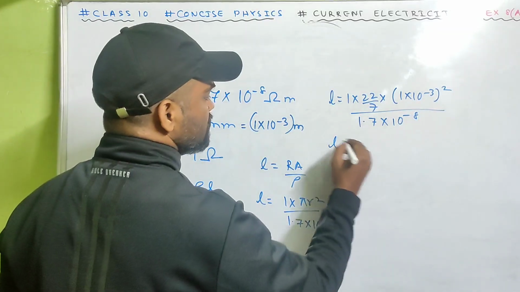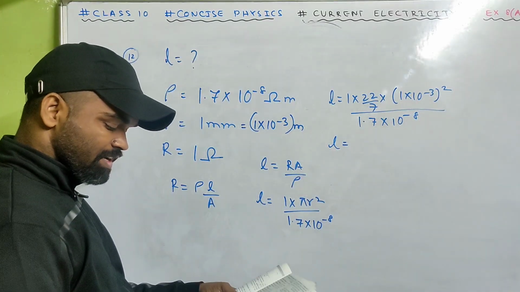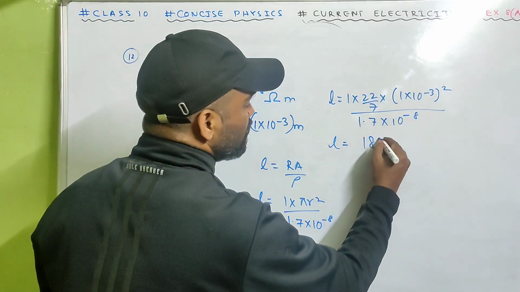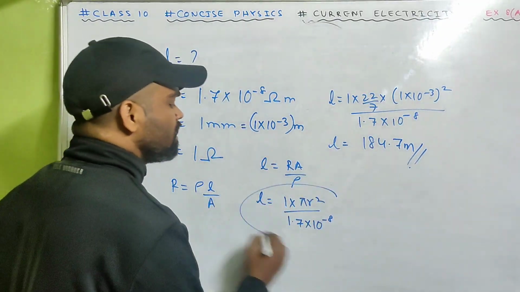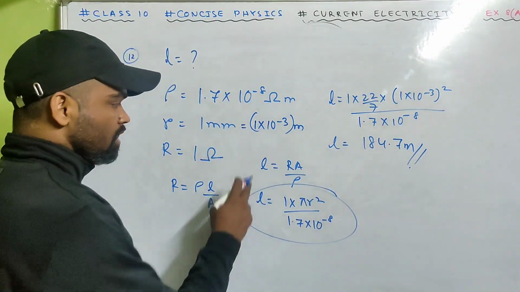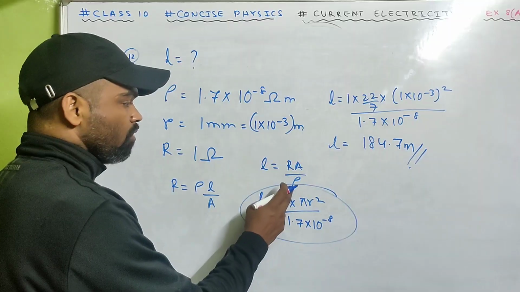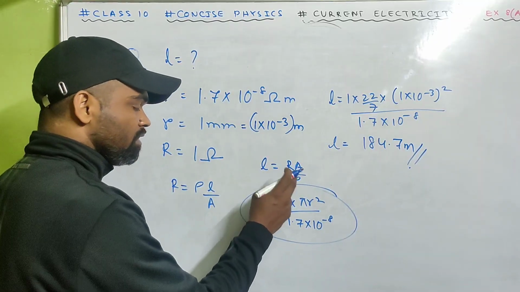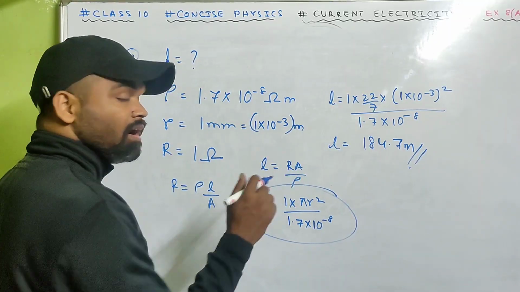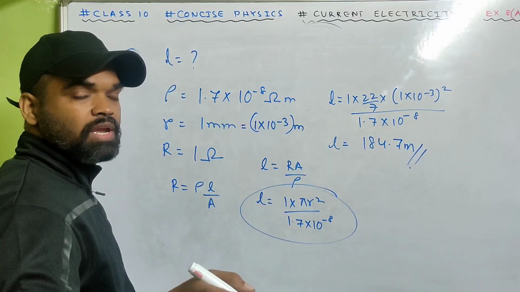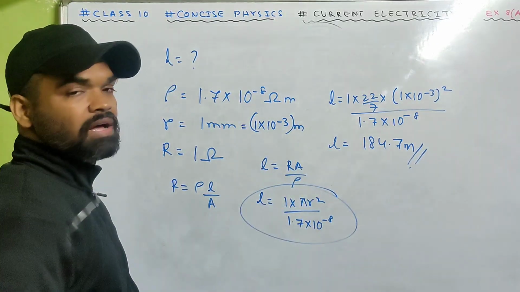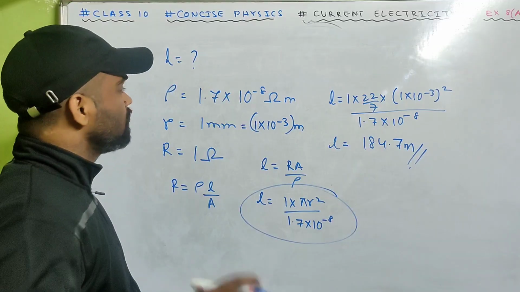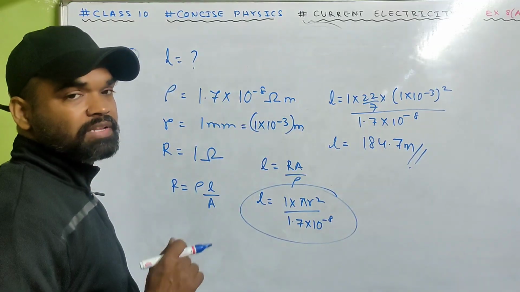Simplify it. I'm not doing it. You'll get the answer as 184.7 meter. Solve it. This was the logic. You just need to make L the subject. L equals R into A by rho. The value of R is given, the value of rho is given, and radius is given. So area is what? Pi r square. So put the value, get the answer. Done.